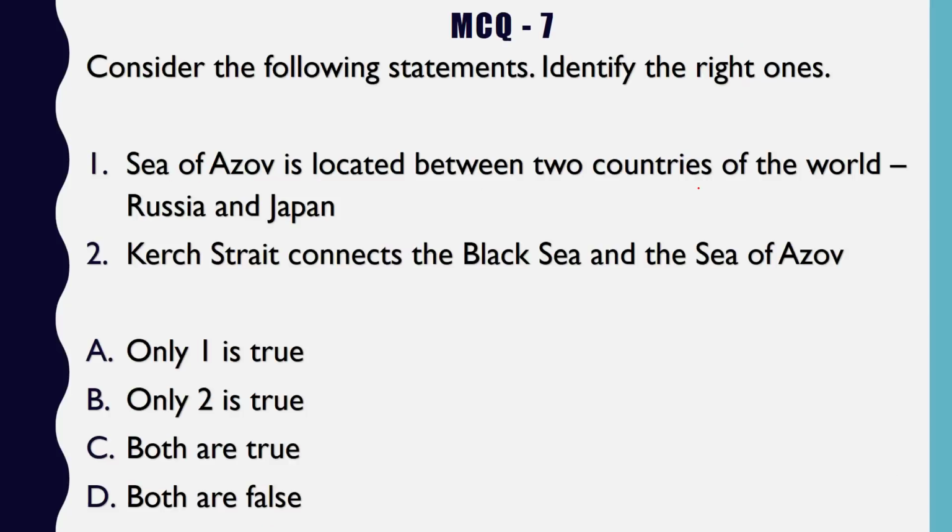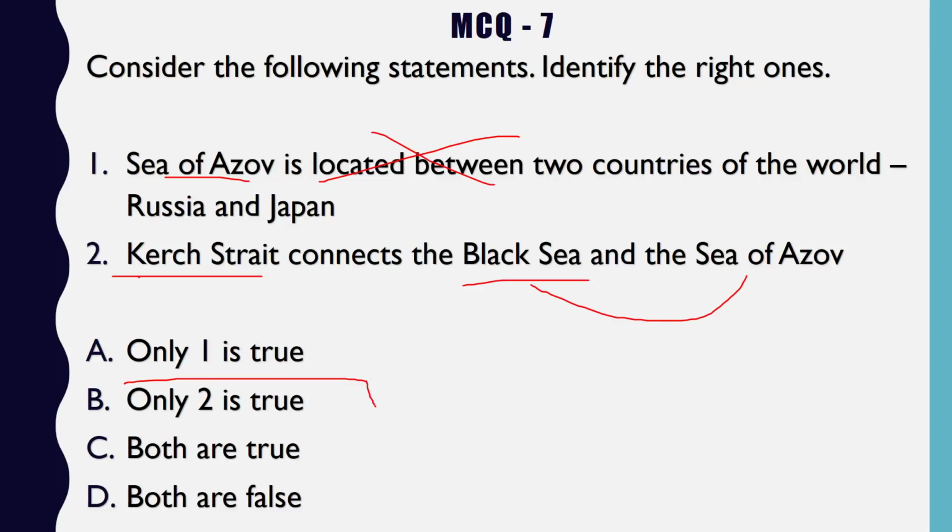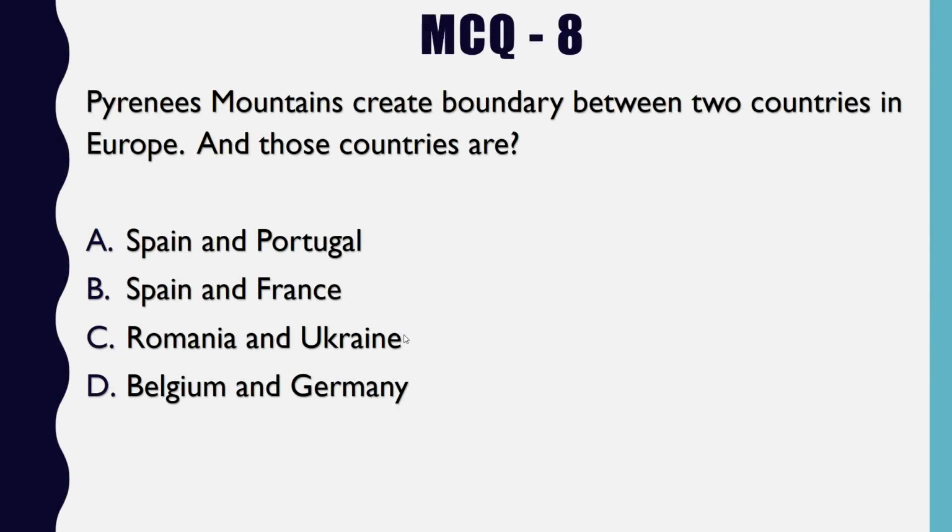Alright, so have a look at the first statement. Is Sea of Azov between Japan and Russia? It certainly isn't. It is incorrect. Does the Kerch Strait connect Black Sea and Sea of Azov? It certainly does. So only 2 is true. Our option is B. So we have reached MCQ number 8.